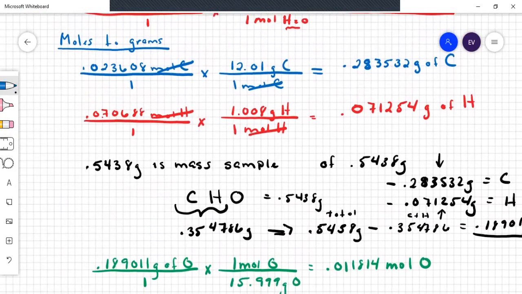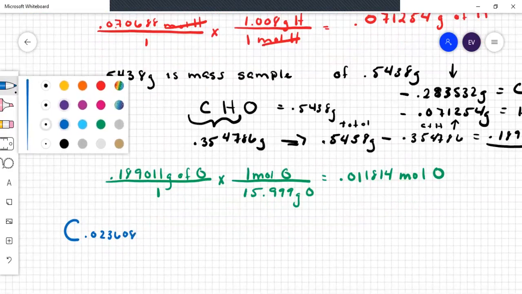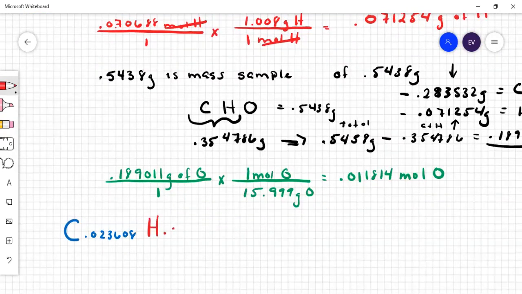Carbon. Now the lucky thing is we already have these numbers: 0.023608. Hydrogen is 0.070688. Okay, and oxygen is 0.011814 moles of oxygen. So now it just becomes a simple empirical formula.